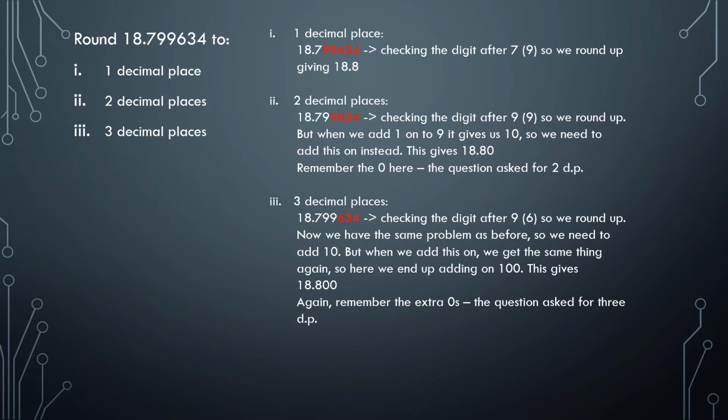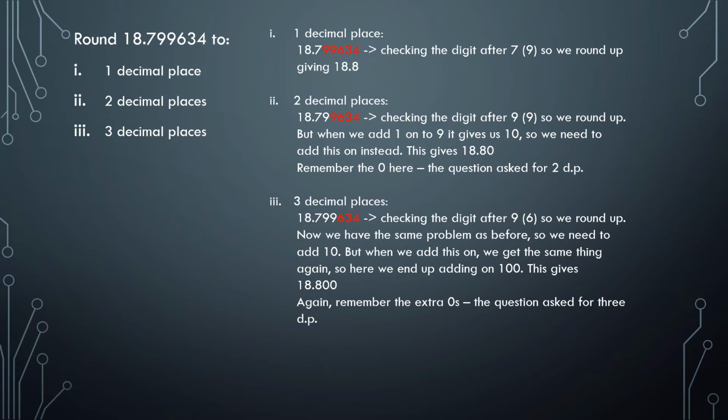And we've got the same problem as we had before. When I add 1 onto my 9, it becomes 10. And then when I add that 1 onto the other 9, it becomes 10. And so I end up actually getting 18.800. Again, we need to make sure that we're adding the extra zeros on to keep this number right.